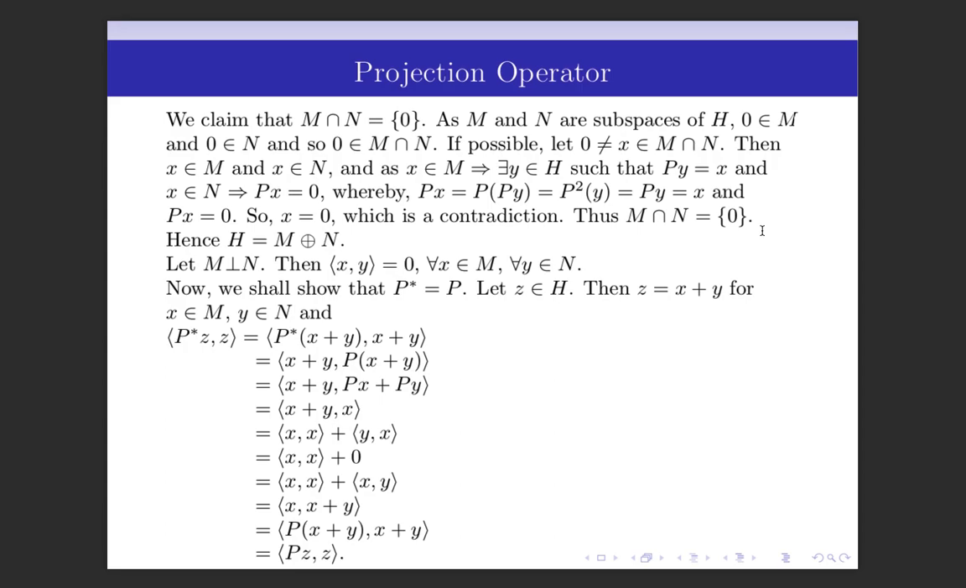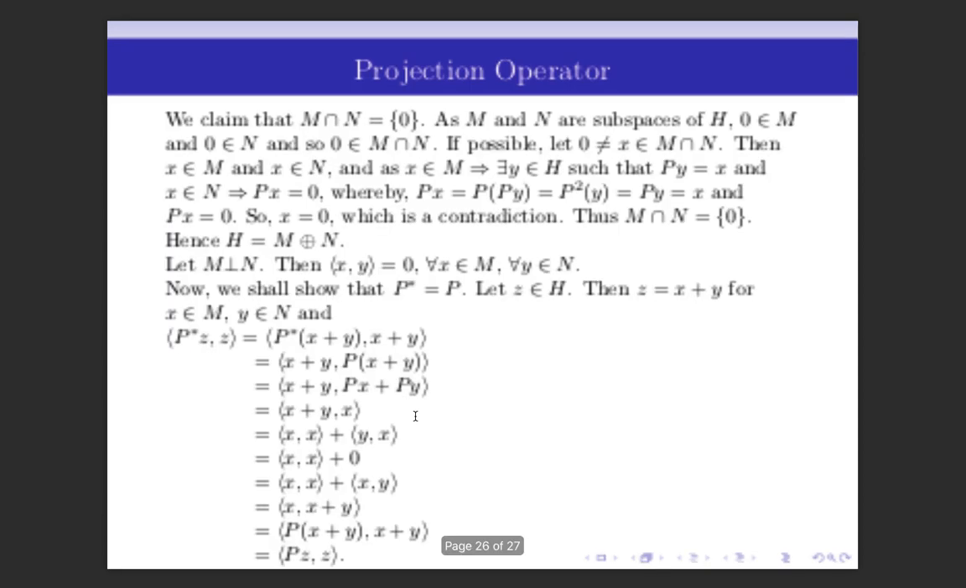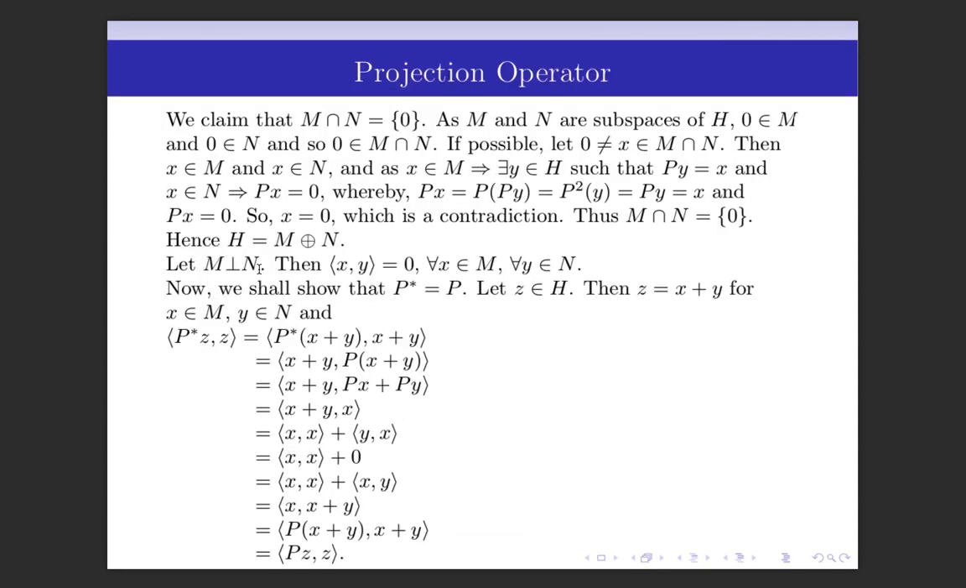So H is the direct sum of M and N. And now we have to show that if M is orthogonal to N, then P is self-adjoint. So let us prove this. Let M be orthogonal to N. That means every element of M is orthogonal to every element of N. That means the inner product of x, y is equal to 0 for every x belonging to M and for every y belonging to N. And we have to show that P is self-adjoint, that is, P star is equal to P.